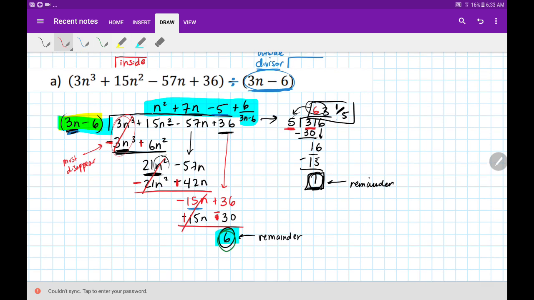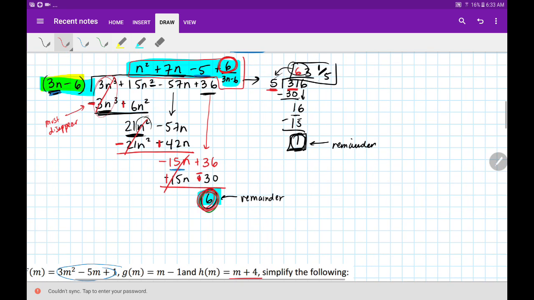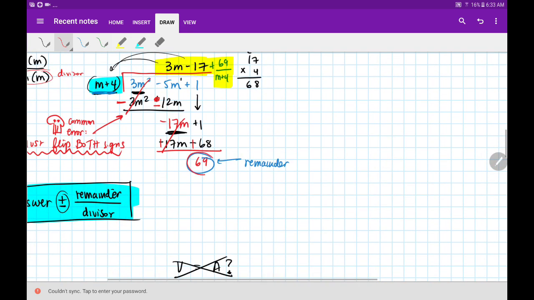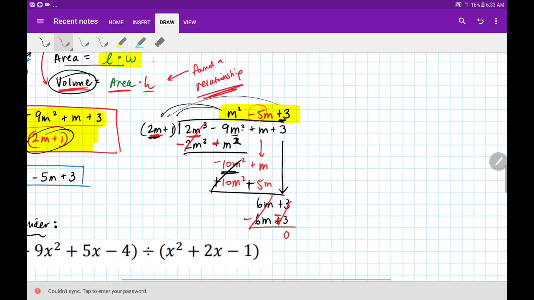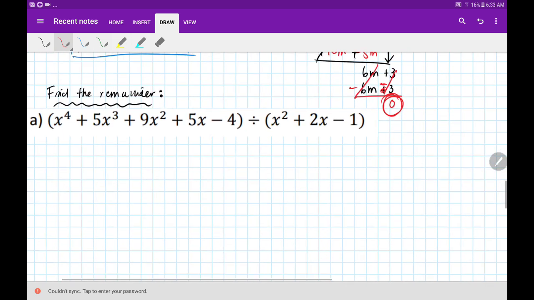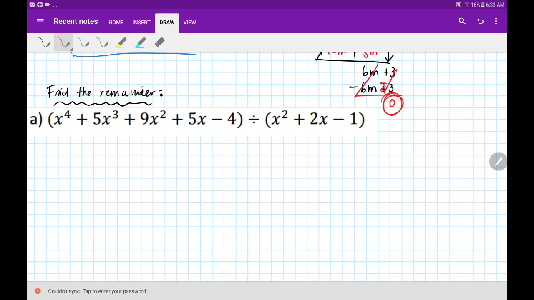Here, our remainder is not this entire expression. That's our solution. Our remainder was just the 6. It was basically the last number that we had left over. In this case, our remainder was the 69. In this case, our remainder was 0, nothing. So let's just do this problem and remember that at the end, I'm looking for a single number. When we say find the remainder, we're talking about a single leftover number.